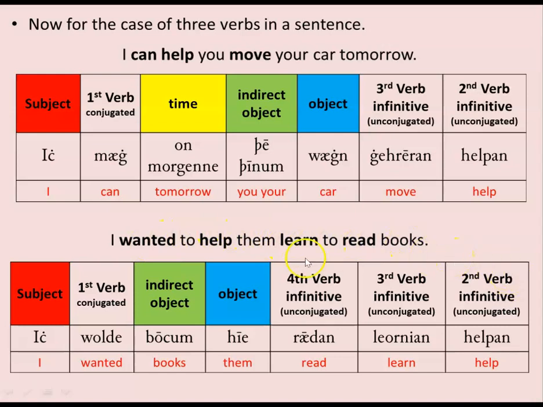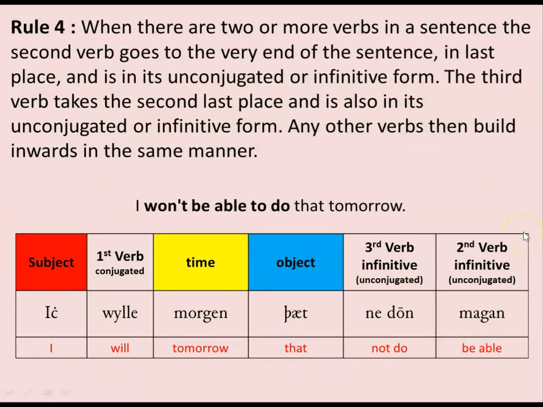Probably when you do this, when you're writing this out, highlight the verbs in the order they appear in modern English, and then translate them to Old English using these tables here. It's walder bokum here, raden, leornian helpan. Okay, rule 4. When there are two or more verbs in a sentence, the second verb goes to the very end of the sentence, in last place, and is in its unconjugated or infinitive form. The third verb takes the second place, and is also in its unconjugated or infinitive form. There you go. Any other verbs then build inwards in the same manner.